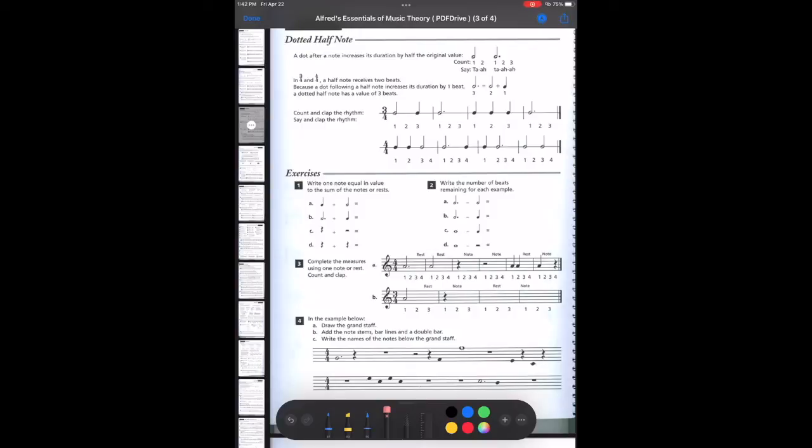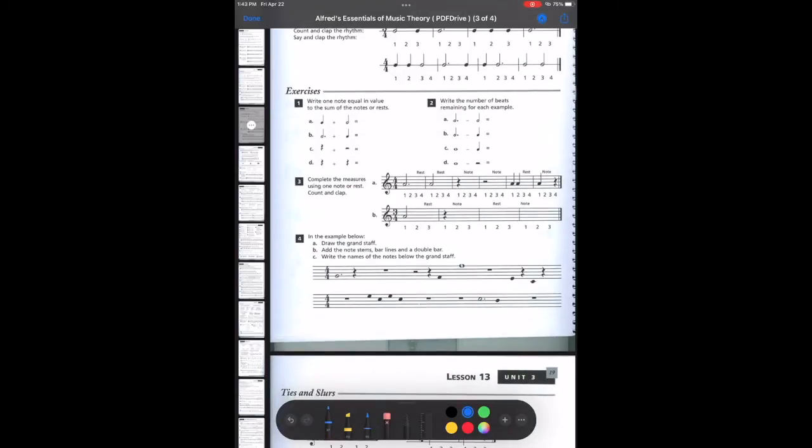Same thing happens down here on B. In number 4, you just did one like this. Draw a grand staff. Grand staff is line, squiggle. Add the notes and stems, note stems, bar lines, and double bar. Here's our double bar.